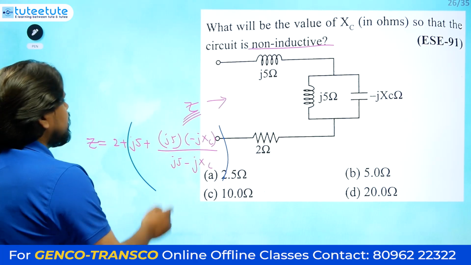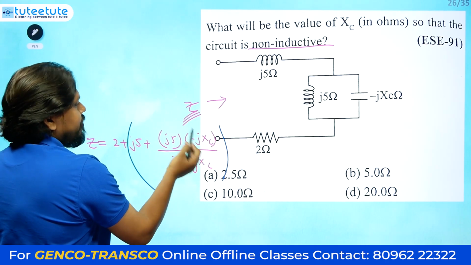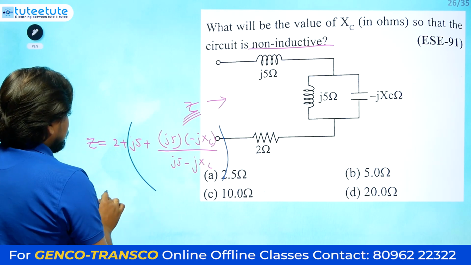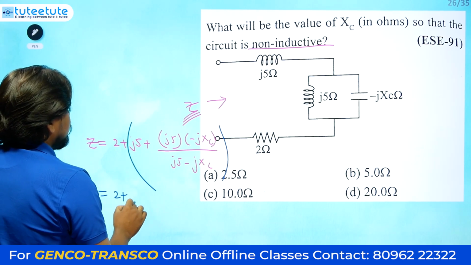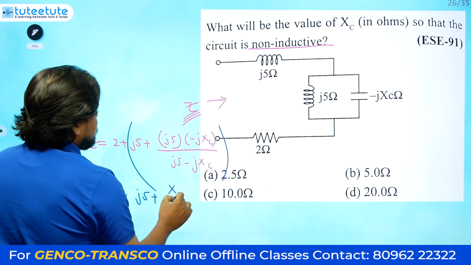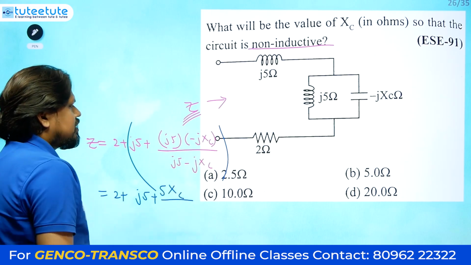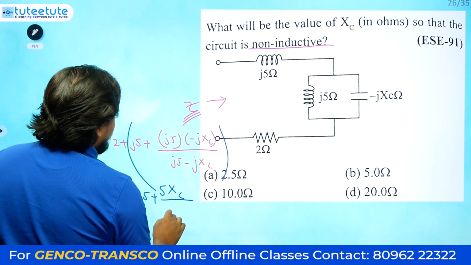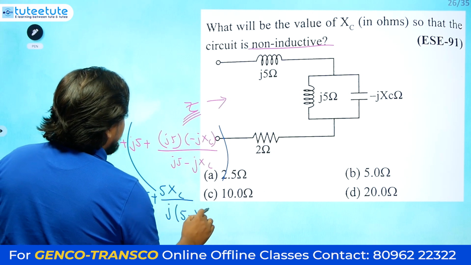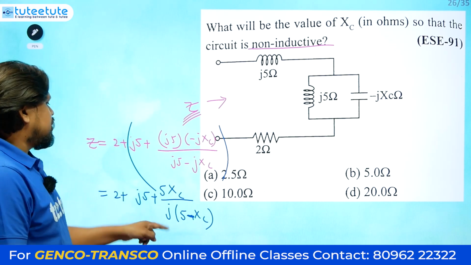Okay, so let's simplify. J into J is J square, which is minus 1, and minus into minus is plus 1. So directly we can get plus 2 into J5 plus XC. So remaining all terms will be cancelled. Here also we will have J into 5 minus XC.